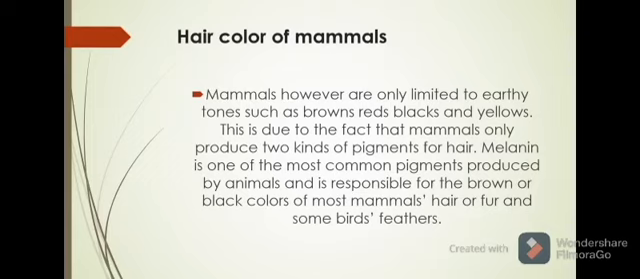Hair color of mammals. Mammals, however, are limited to earthy tones such as brown, red, black, and yellow. This is due to the fact that mammals only produce two kinds of hair pigments. Melanin is one of the most common pigments produced by animals and is responsible for the brown or black colors of most mammals' hair or fur and some birds' feathers.